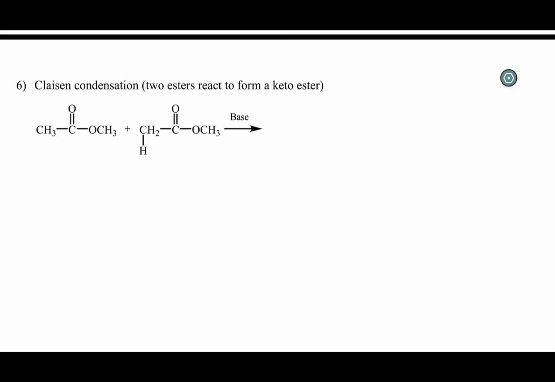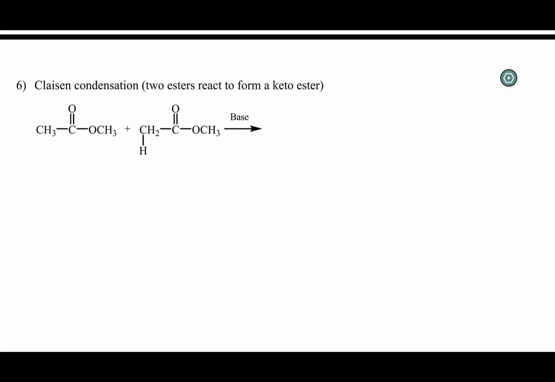The next type of reaction to talk about is very similar to the one we just looked at. It's called the Claisen condensation. So in a Claisen condensation, I have a carbonyl functional group. Now you'll notice again that these two molecules that I've drawn are the same.